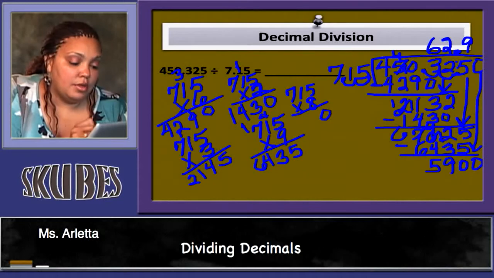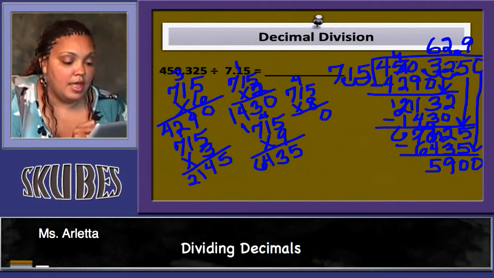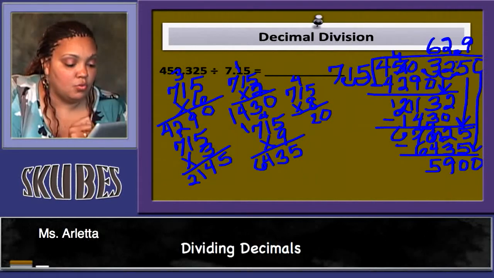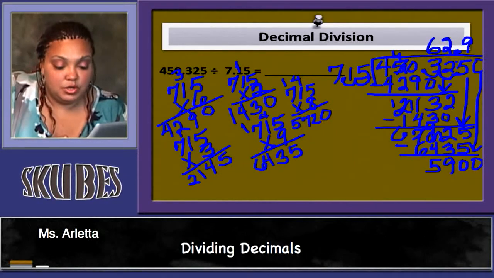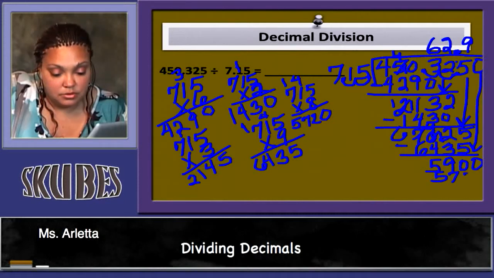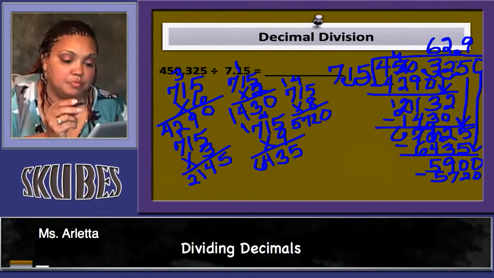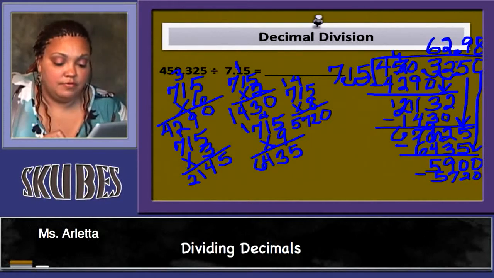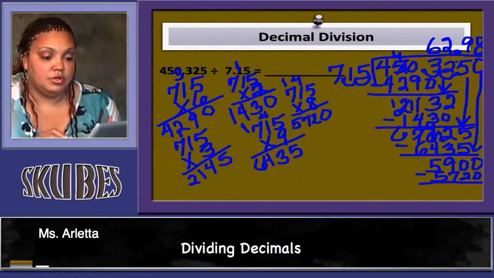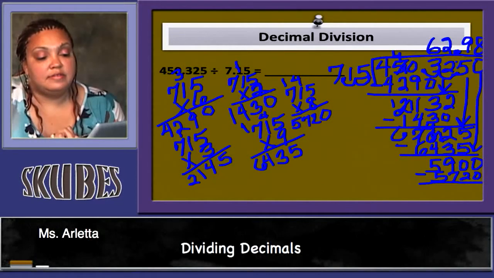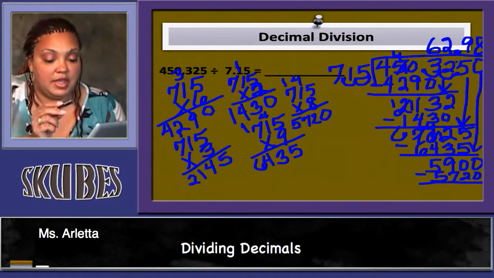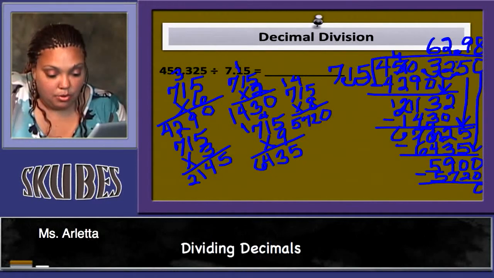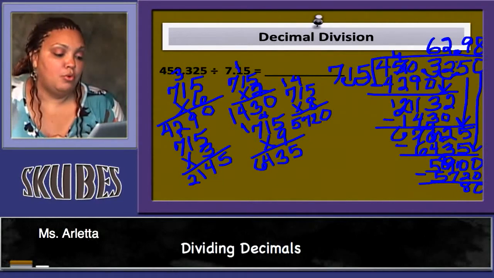8 times 5 is 40. Write down your 0, carry your 4. 8 times 1 is 8, plus the 4 makes 12. Carry your 1. And 8 times 7 is 56, plus 1 makes 57. We have 5720, which is pretty close to 5,900. We need to take the 8, put it up here, and subtract the 5720 from 5,900. Now that we have our two decimal places after the decimal, we do not have to divide anymore, which makes our answer 62.98.